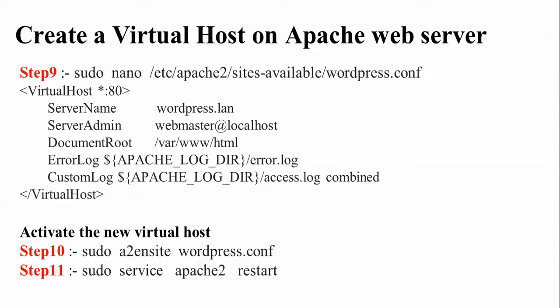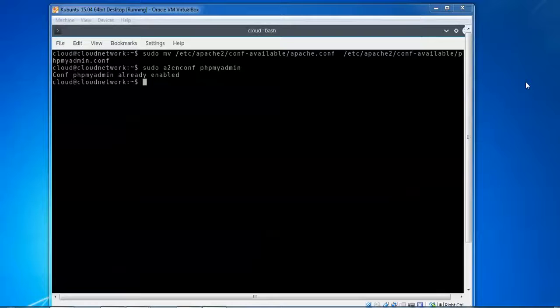Next one is to create a virtual host in the Apache web server. For that, this is the command. We need to edit the configuration file for WordPress.conf. In that, I'm going to add the virtual host port number, then web server name, server admin. Then I'm going to activate the new version. That means we need to restart Apache along with it.